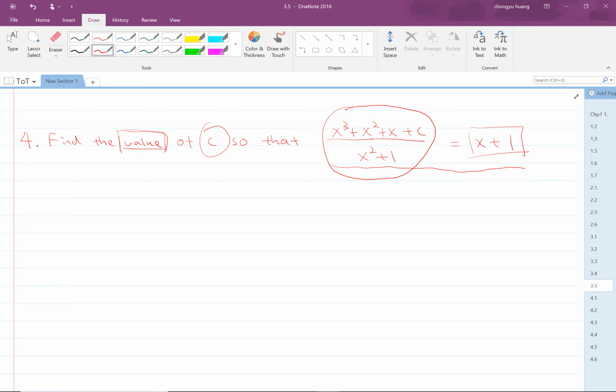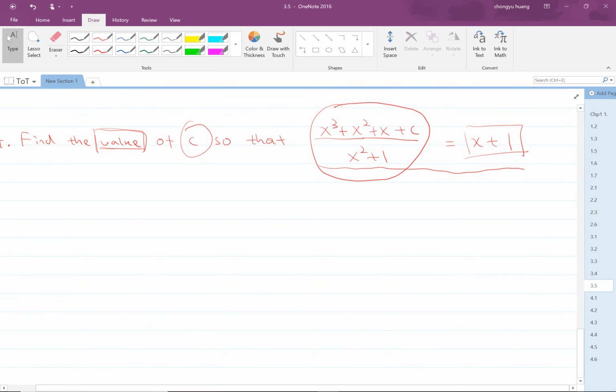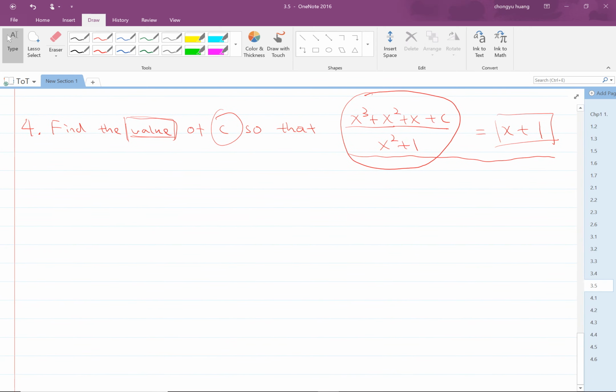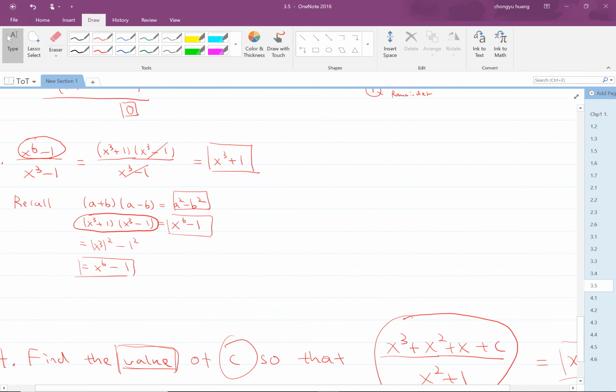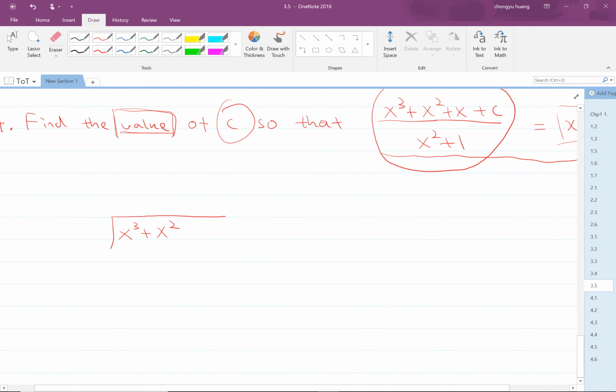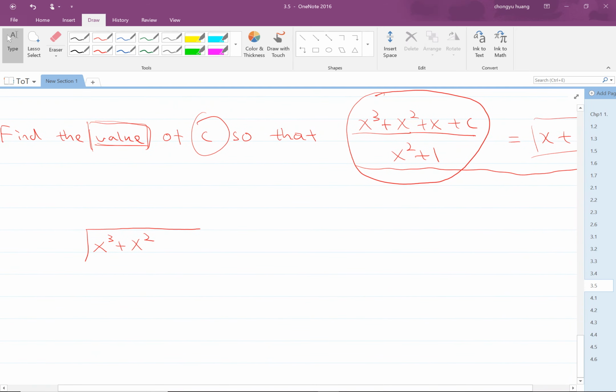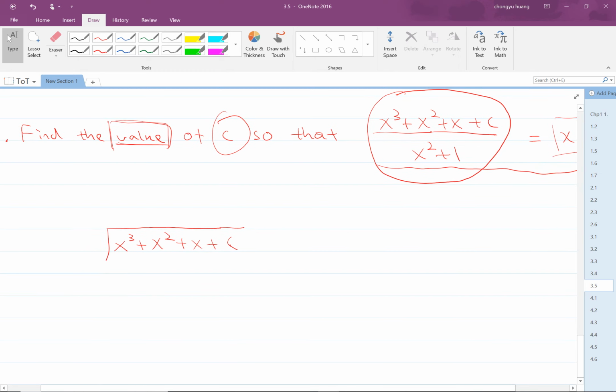So our first step over here is using the old method on the left hand side. Let's write down the equation. We have x to the power 3 plus x to the power 2 plus x plus c, and then we divide by x to the power 2 plus 1. Let me zoom in a little bit.